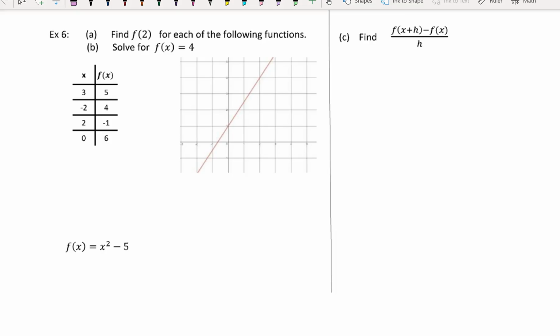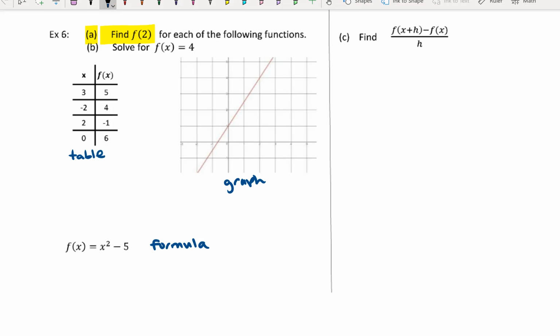Okay, let's take a look at function notation. I'm going to start off with part A of this particular example, and we're going to discuss what it means to find the function evaluated at x equals 2 for each of the types that we have here. So you'll notice we have three types of function and they're different representations. We have ourselves a table of ordered pairs. We have ourselves a graph. Looks like it's a linear function. And we have ourselves a formula, or sometimes we talk about equation form.